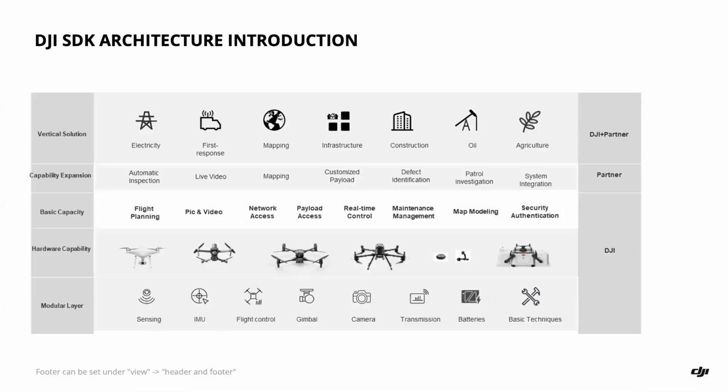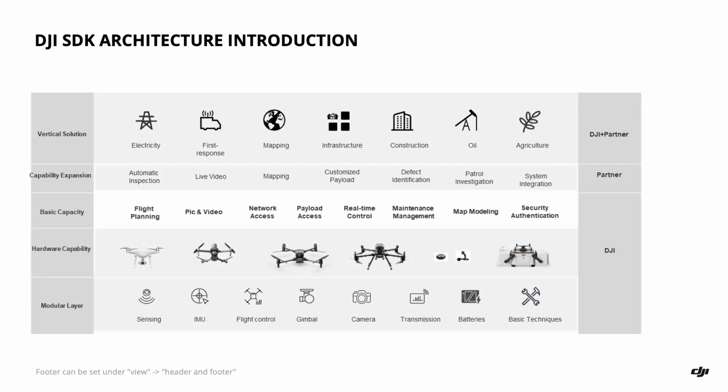When taking a look at our SDK architecture, you can consider different vertical solutions and some of the basic capabilities offered through the DJI applications. For example, in electricity, you can complete basic flight planning, but through the SDK, we've seen developers enable automatic inspection through tying artificial intelligence and computer vision into the live drone feed to determine the drone's next move.